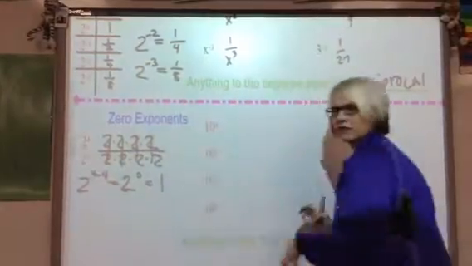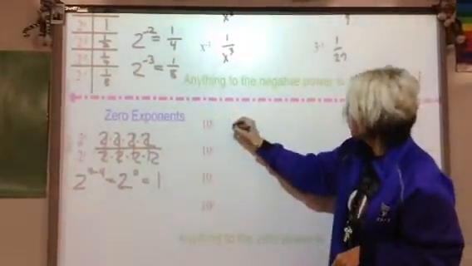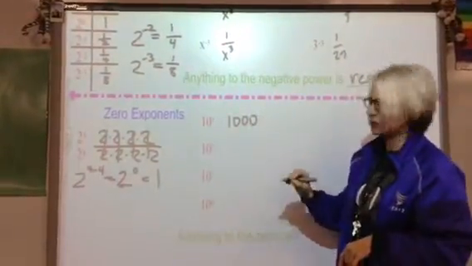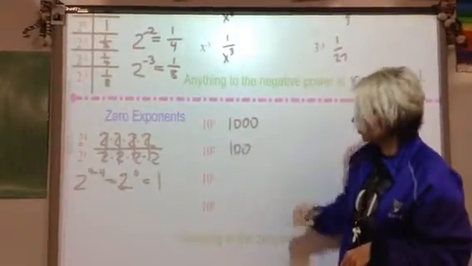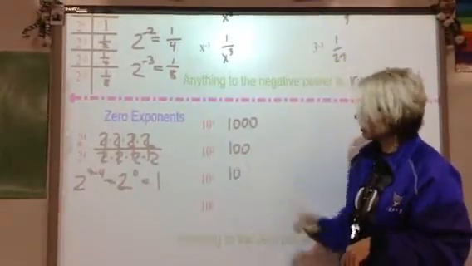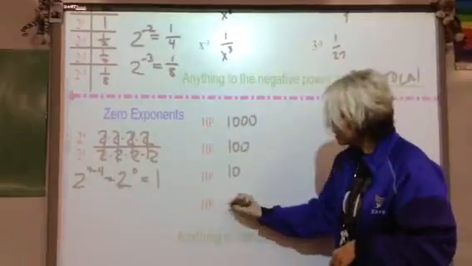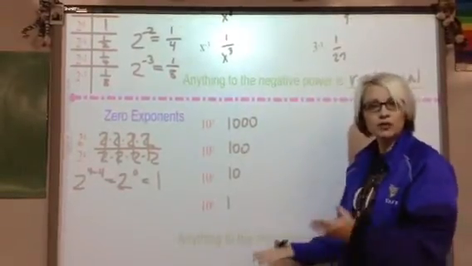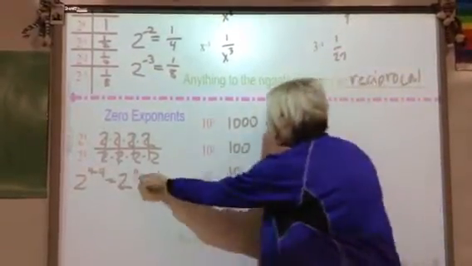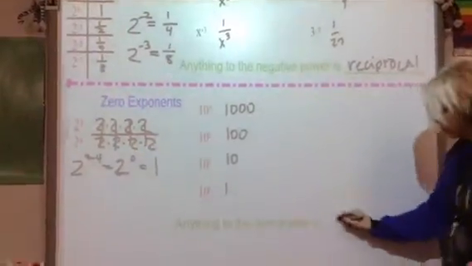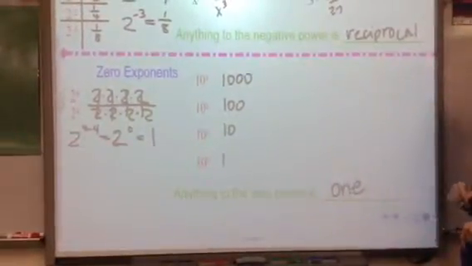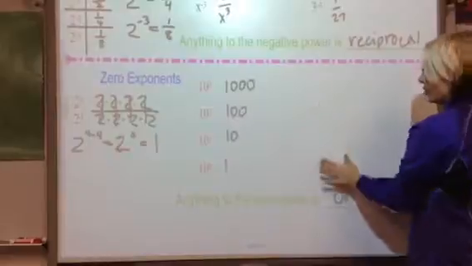I think the power of tens is a good way to prove it as well. 10 to the 3rd is a 1 with 3 zeros. 10 to the 2nd is a 1 with 2 zeros. 10 to the 1 is a 1 with 1 zero. 10 to the 0 is a 1 with no zeros, just 1. Anything to the 0 power is 1. So we're going to be working with these two concepts today.